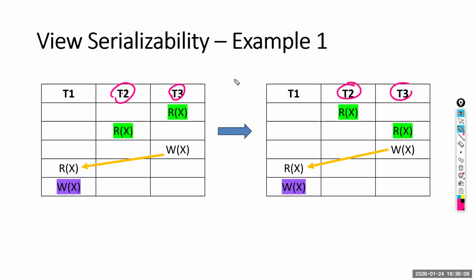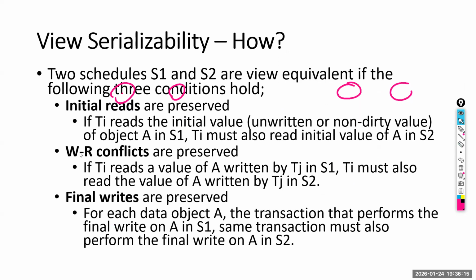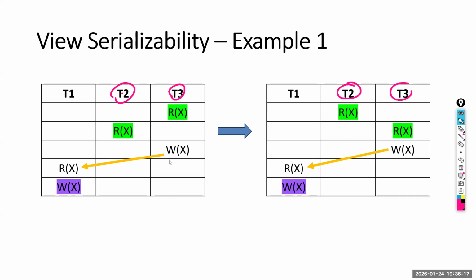Then you need to check whether the write-read sequence is preserved. Here, X write by T3 and read by T1, so T3 to T1 write-read. Here also T3 write, T1 read. That write-read is preserved. And which transaction does the final write? Here T1, here also T1. Therefore these two are view equivalent.